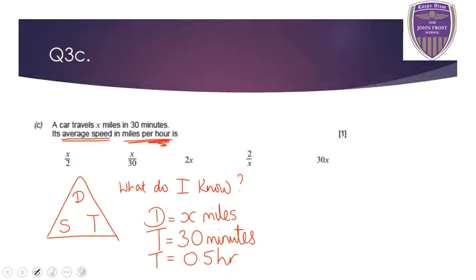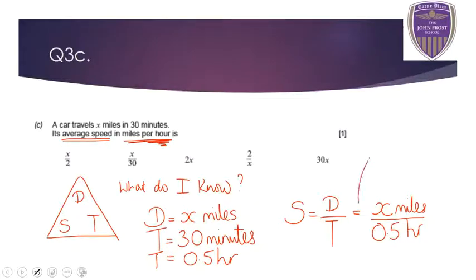So if I'm working out the speed, which is distance over time, I'm going to have the distance, which is X miles over the time, which is 0.5 of an hour. But I haven't got that answer in any of my options. So what you've got to realise is that that is the same as X over half, and X divided by a half is the same.